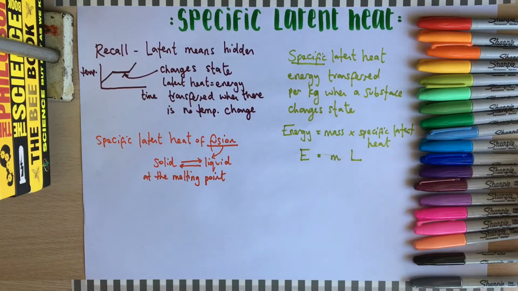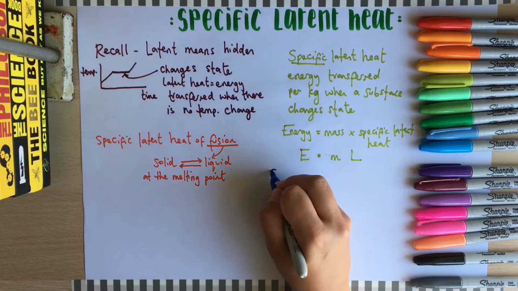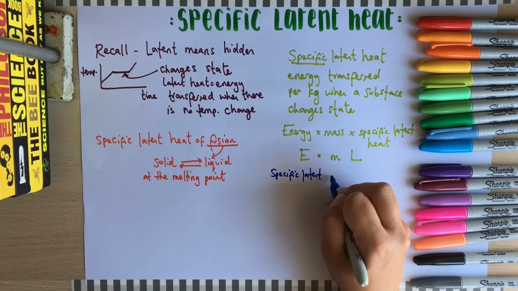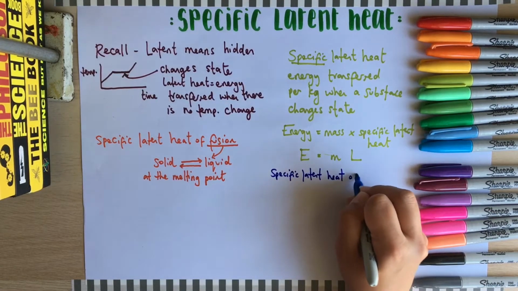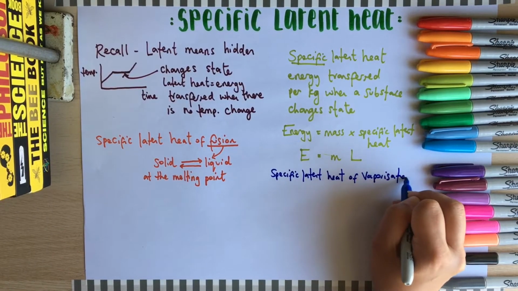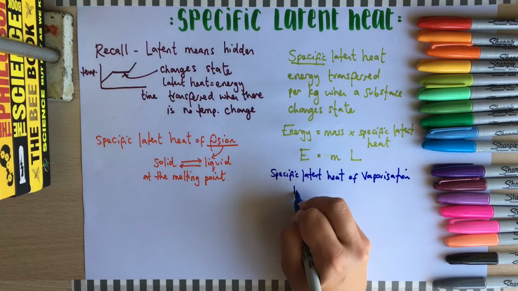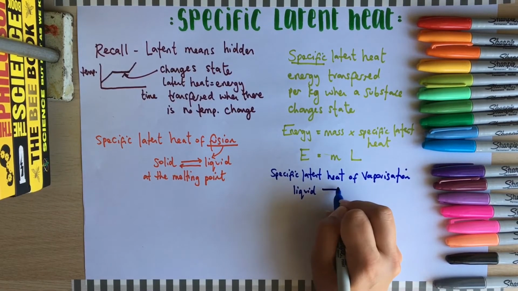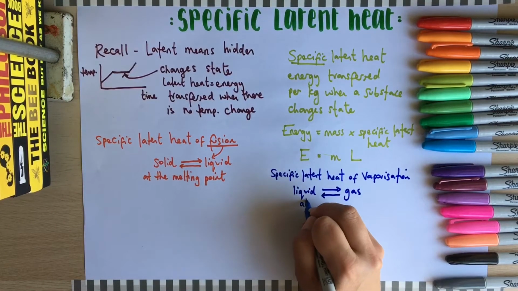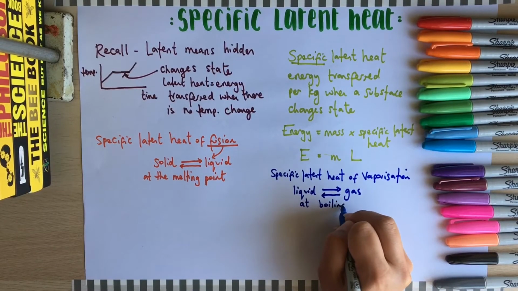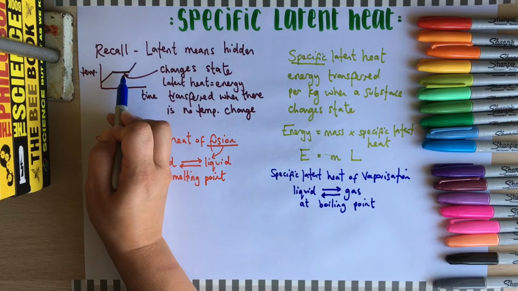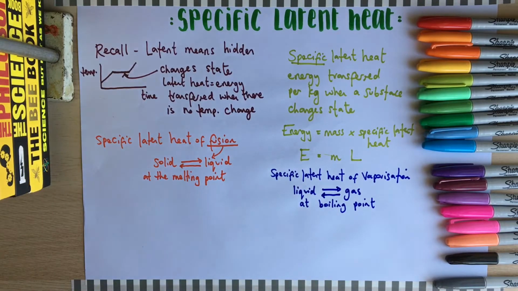Then we have the specific latent heat of vaporization. And some of you might have already guessed that this is where we go from a liquid to a gas, or from a gas to a liquid, and this happens at the boiling point. So at these very specific temperatures where the graph would be flat.